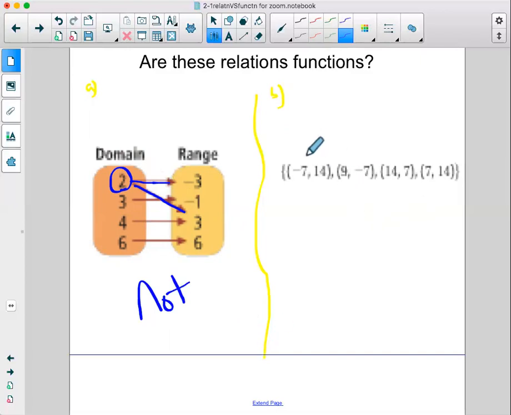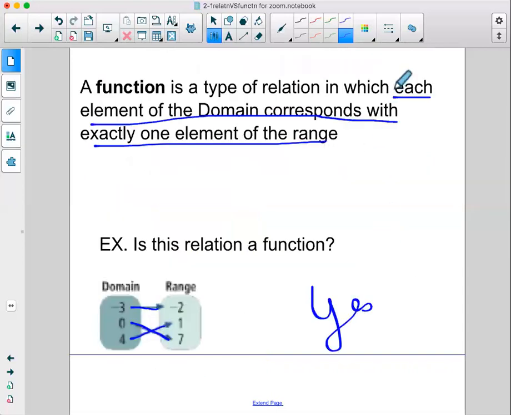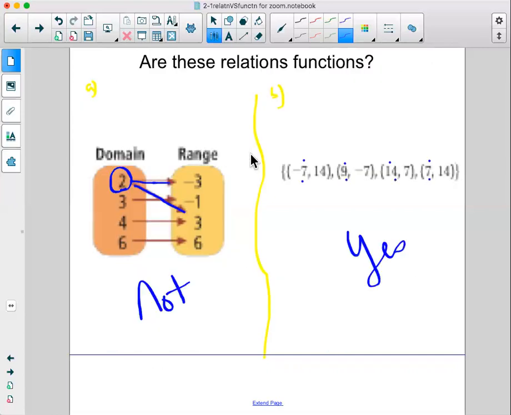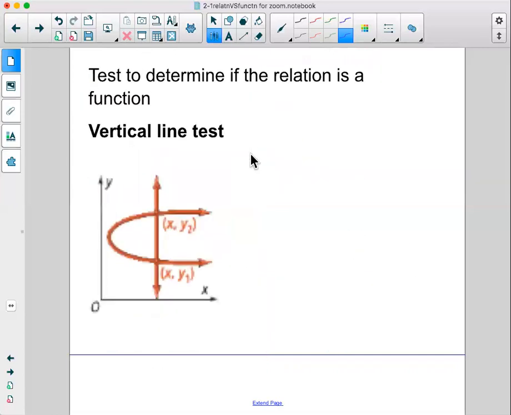What about here? This guy, -7, has only one partner. 9 only has one partner. 14 only has one partner. And 7 only has one partner. So every member of the domain here that we see has one and only one partner in the range. So yes, this meets the definition that we talked about, where each element of the domain corresponds with exactly one member of the range. So yes, that fits the bill.